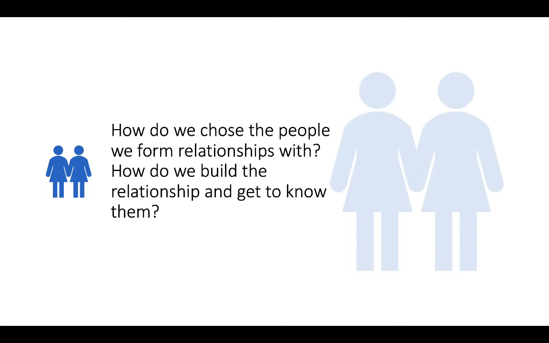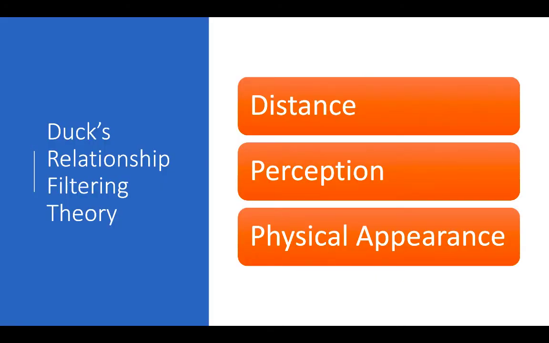That's stage 1. And so if you look at the research, Duck's relationship filtering theory, he says that we actually pick people based on 3 things: distance, so how close are they to us; perception, what do we think of them; how do we value them; what's their level of intellect, if that's important to us; and then physical appearance. In regards to physical appearance, there's research that suggests that you actually will choose a romantic partner that is an equal level of attractiveness to you.